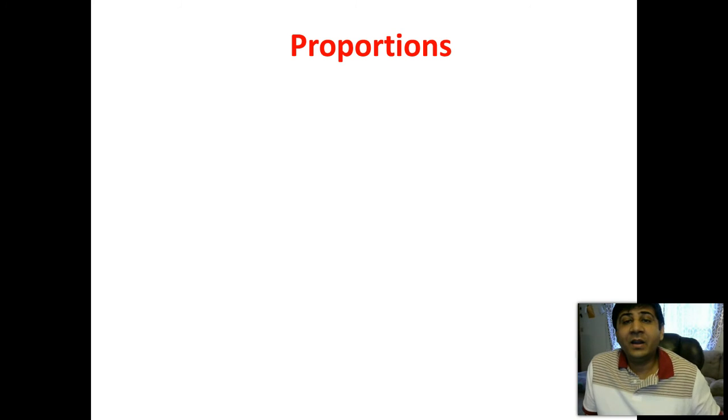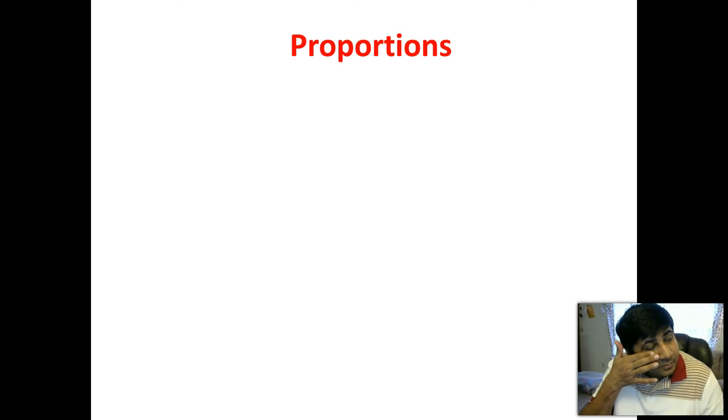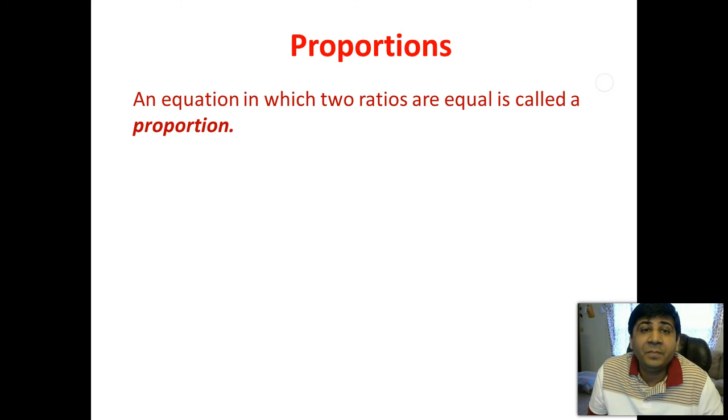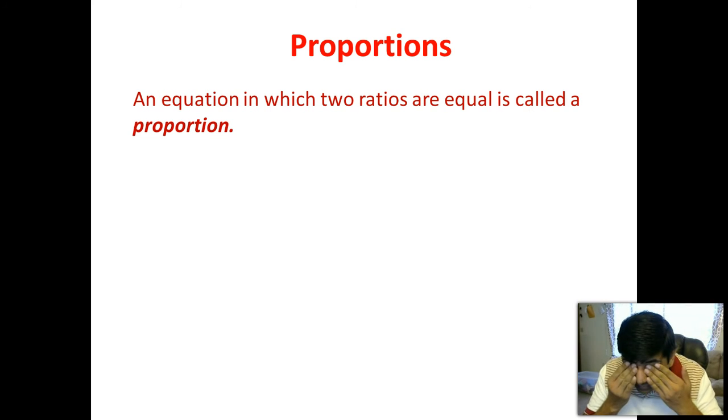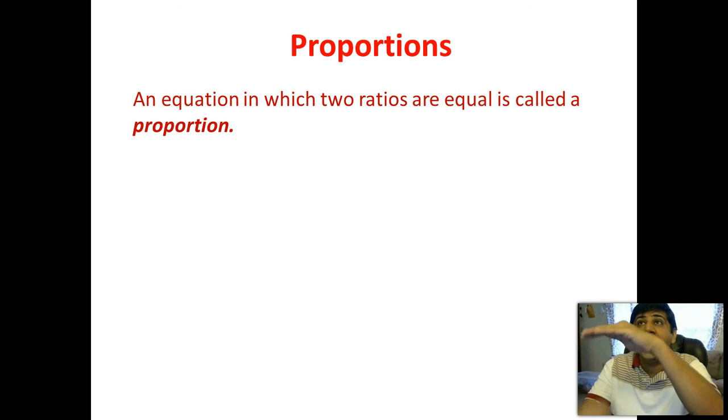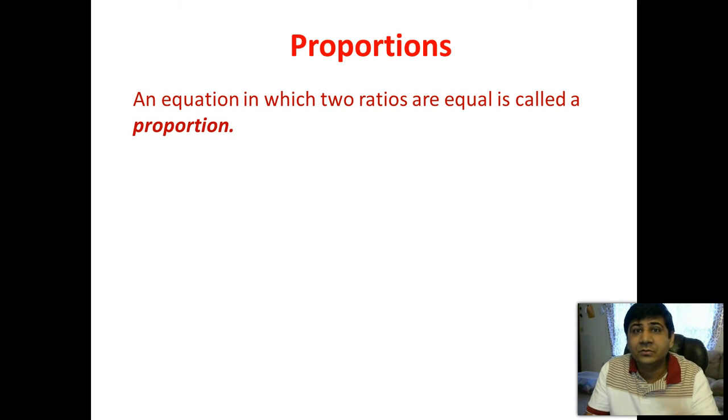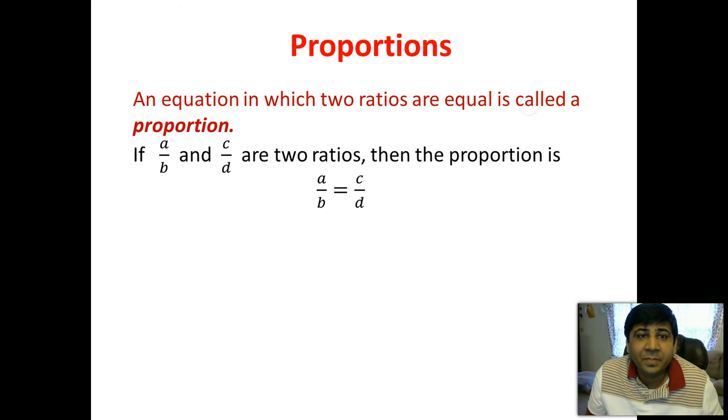So there are examples where you will have problems like this as well. Now this is a term you might not have heard before, so I will pay special attention to this one. These are called proportions. An equation in which two ratios are equal is called a proportion. What do I mean by that? You will have an equation sign, and on both sides you will have a fraction. That's what we call a proportion. If A over B and C over D are two ratios, then the proportion is when you put them equal to each other.